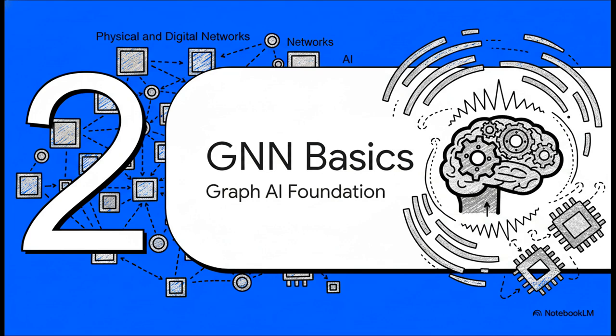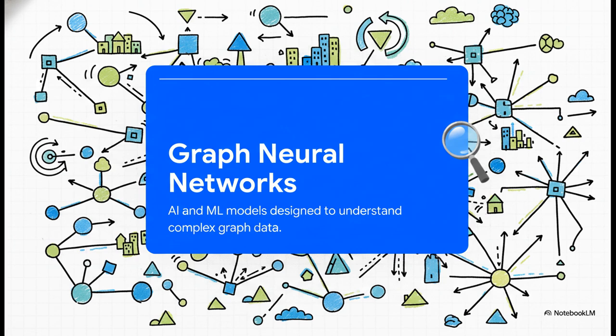That brings us to Section 2, Graph Neural Network Basics, Foundation of Graph AI. So what is a GNN? Basically, graph neural networks are specialized machine learning models built natively for this exact type of web-like data. Instead of forcing these complex structures into rigid, traditional inputs, GNNs just embrace the chaos.